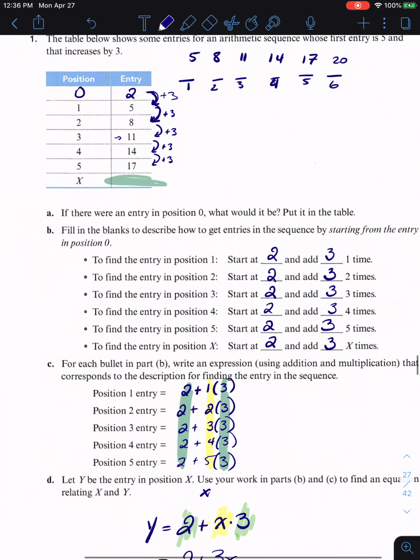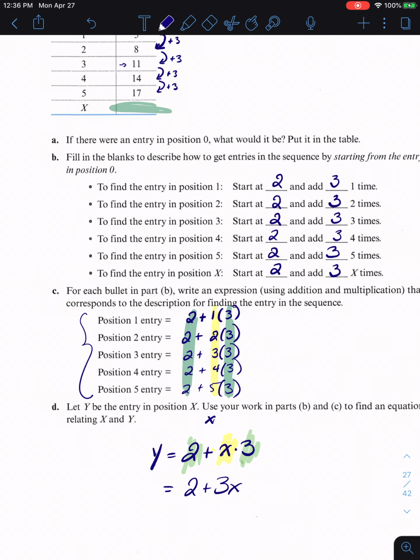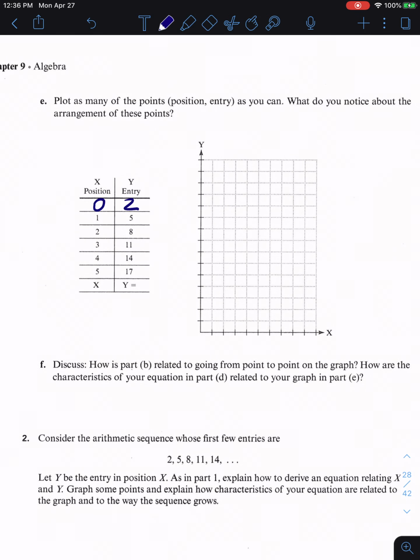Now, it's hard to get that from the 5, 8, 11, 14, but if we start breaking these up into this kind of format, 2 plus 1 times 3, 2 plus 2 times 3, 2 plus 3 times 3, 2 plus 4 times 3, etc., what we're getting at is the structure of that number and of that sequence. And that's extremely helpful to be able to come up with the final expression. So let's see what that looks like now on the graph.